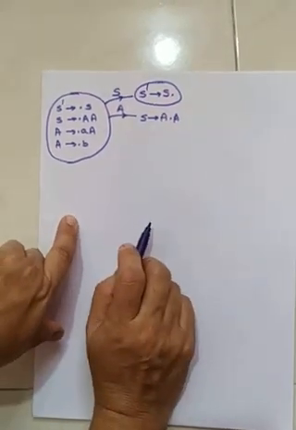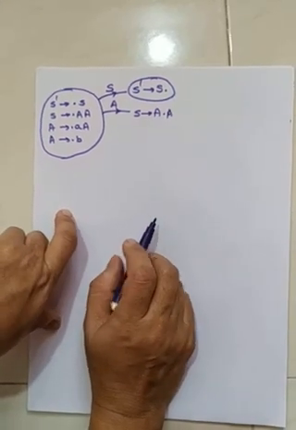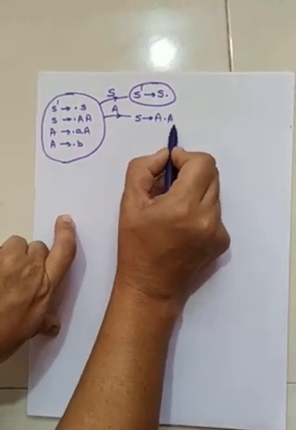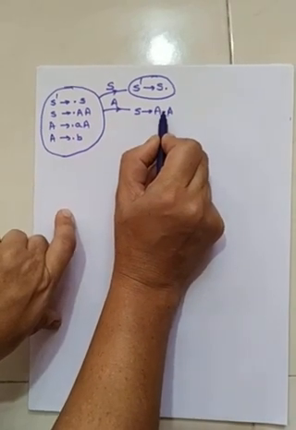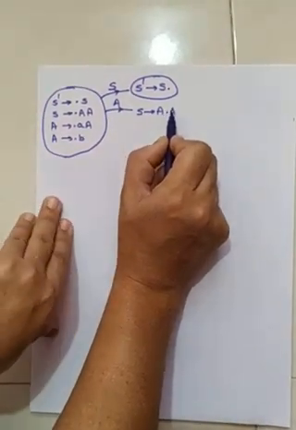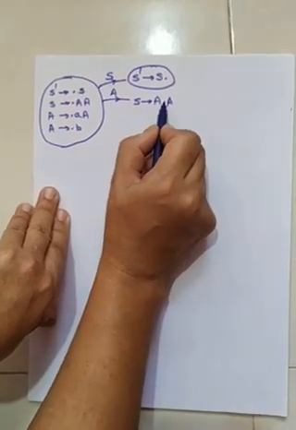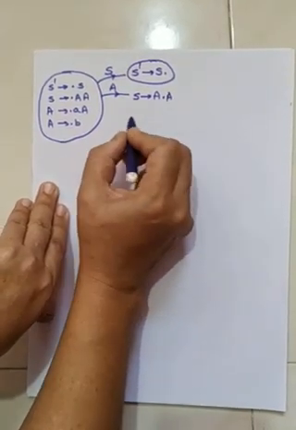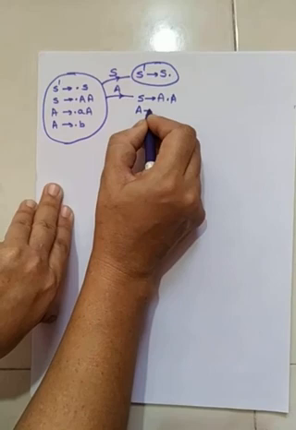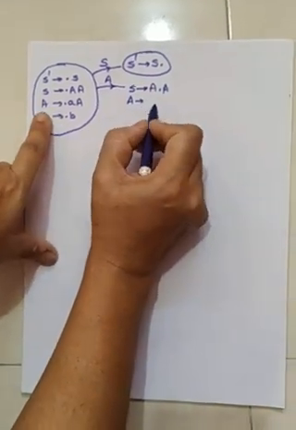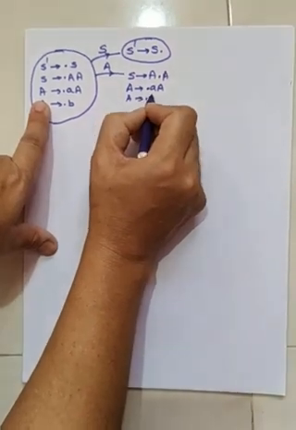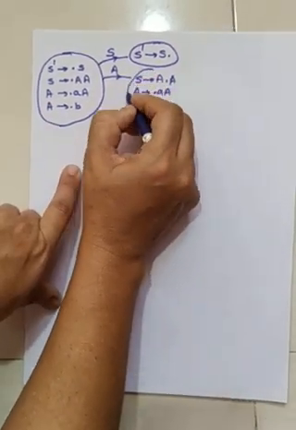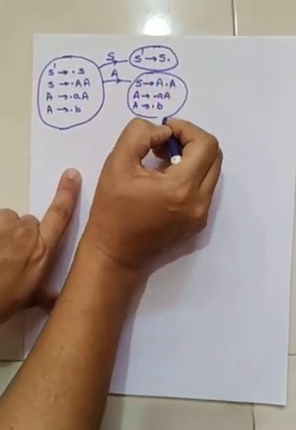Now again, one important thing here is that whenever there is a non-terminal after the dot, we again have to write all the productions for that non-terminal. So here, after the dot, the non-terminal is A. So again write all the productions for the non-terminal: A is producing dot aA and A is producing dot b. So this is our next state.